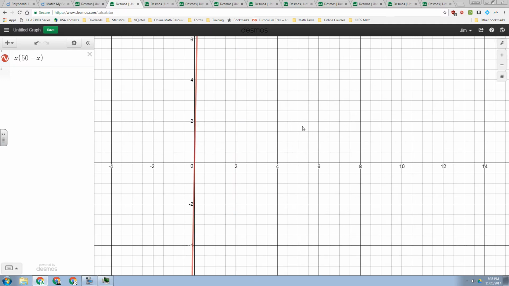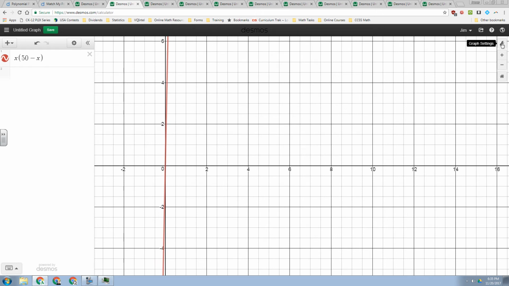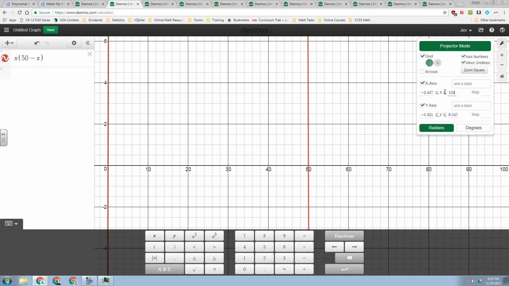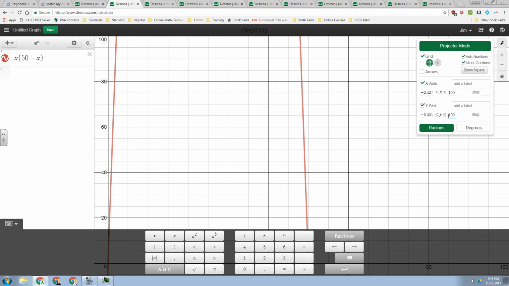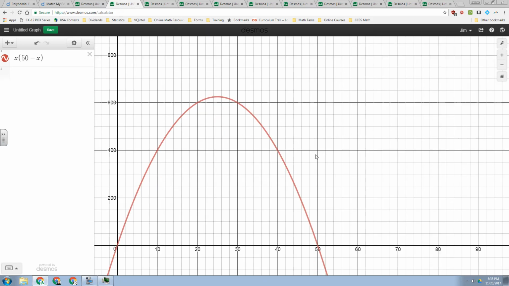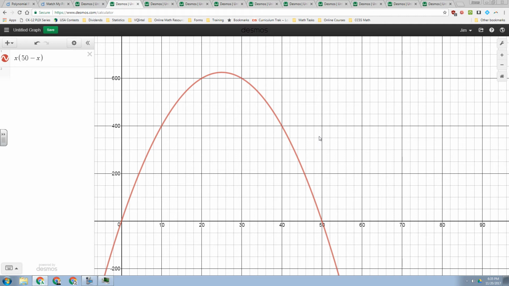Well, I don't see a whole lot. So I'm going to make my x max 100. There we go. So it goes up and then it comes down. But I need to make my y max bigger. So make that 100 and make it 1,000. There we go. Now I see it. Now it asks, find the dimensions of the one with maximum area. Now anytime we talk about maximums or minimums, we have to graph it. There's no other way around it.